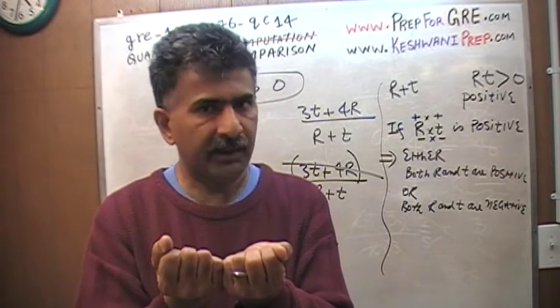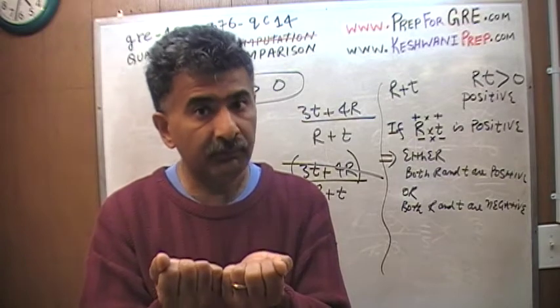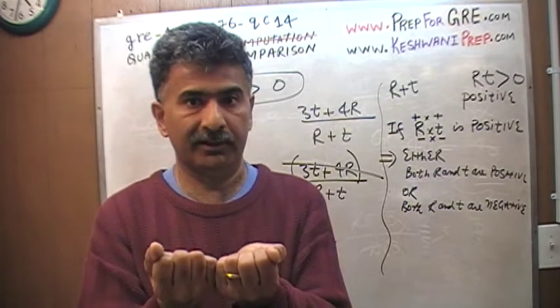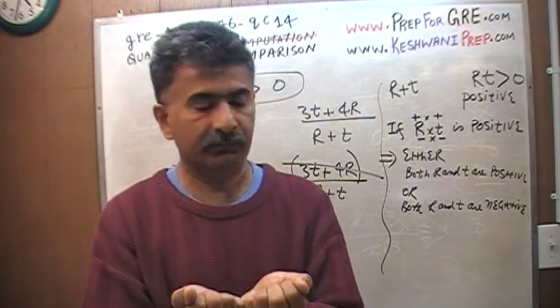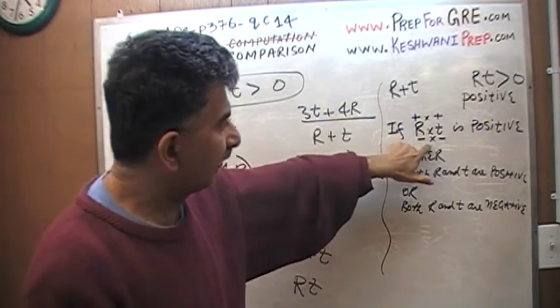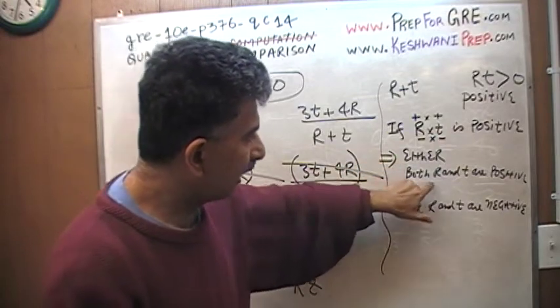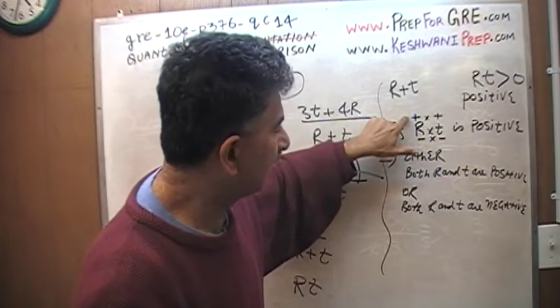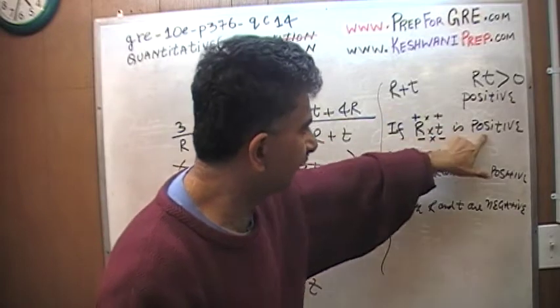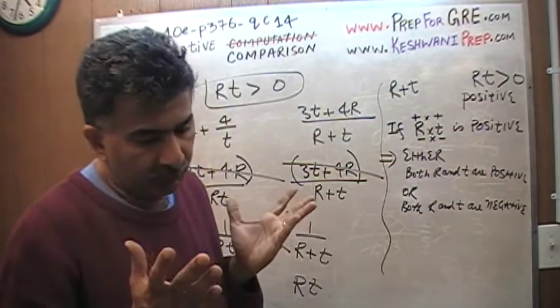two numbers, whatever they are, either they are both positive, because positive times positive will give me the product of positive, or they would both have to be negative. A negative times negative will give me positive. That's what we're saying here. One more time: if r times t is positive, that implies that either both r and t are positive, or both r and t are negative. Those are the only two possibilities.